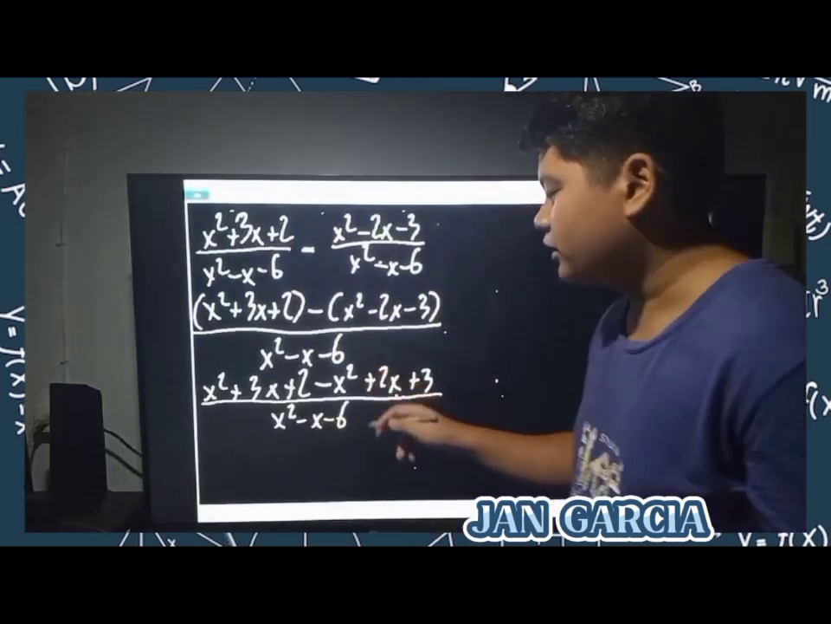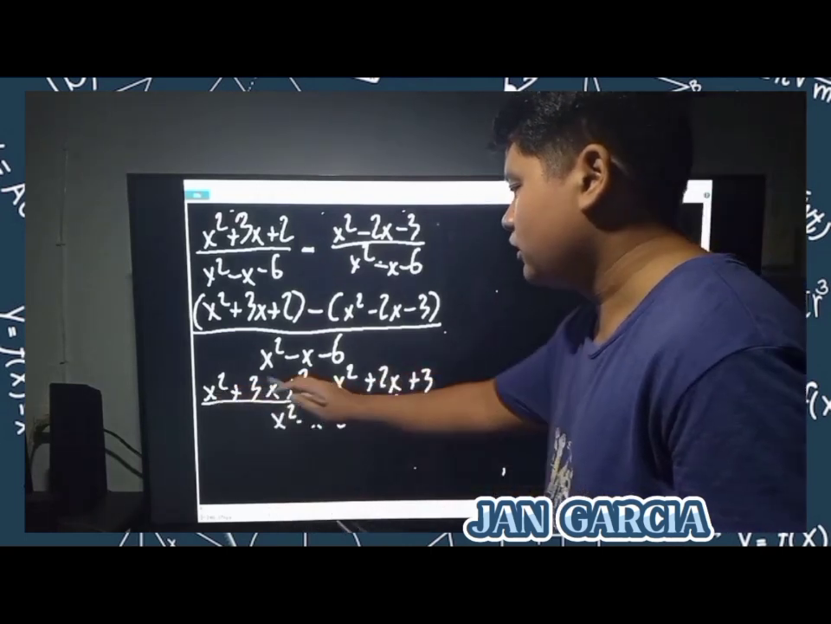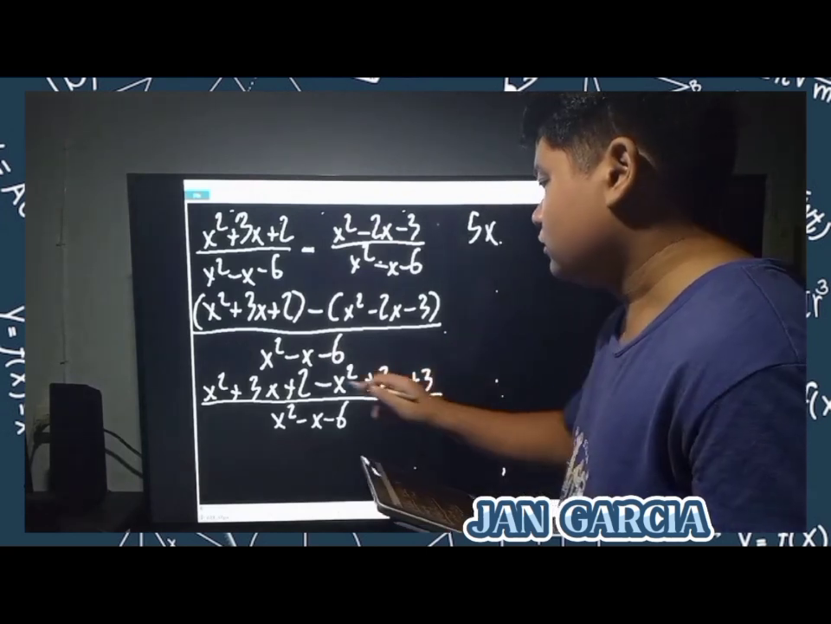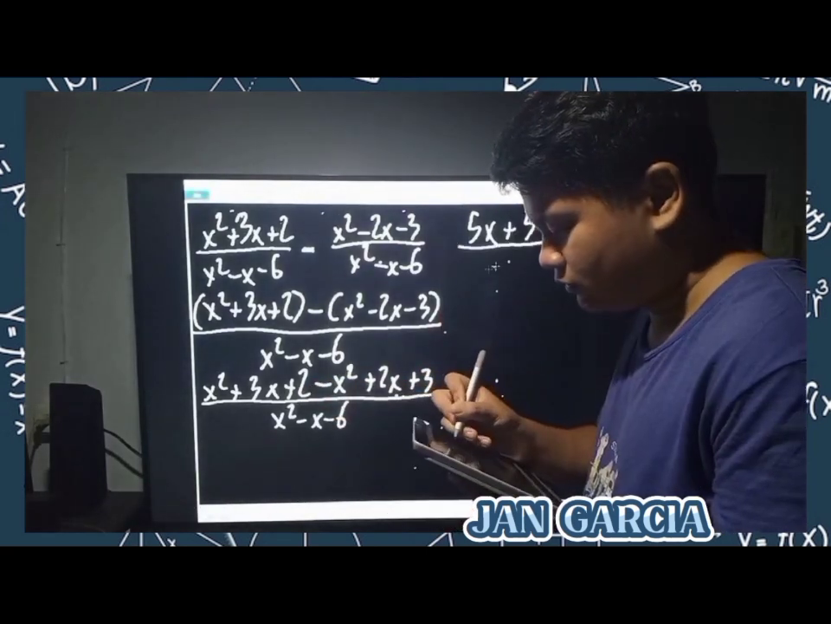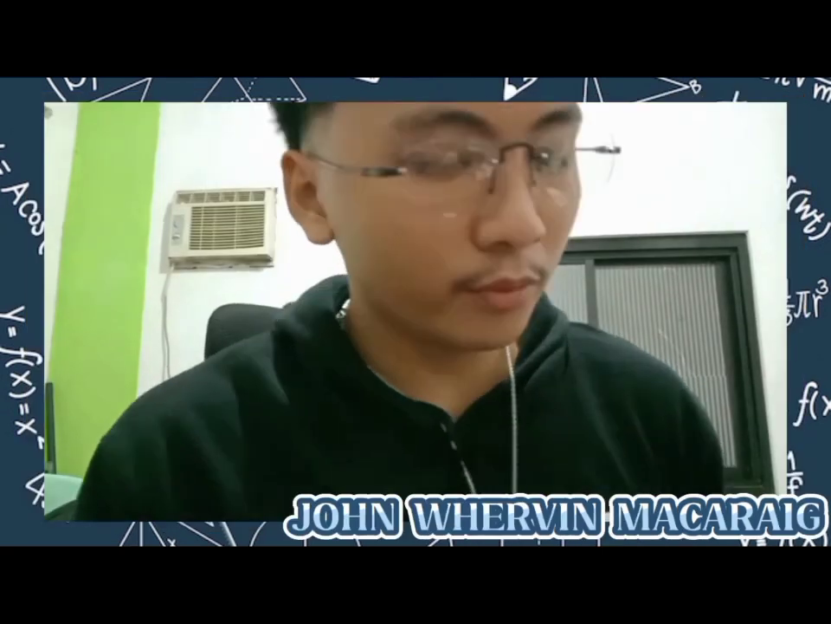Now, combine like terms. Positive x squared and negative x squared is 0. 3x plus 2x is 5x. 2 and 3 is 5. So positive 5. Copy the denominator. And this is the final answer. How to simplify a rational expression?